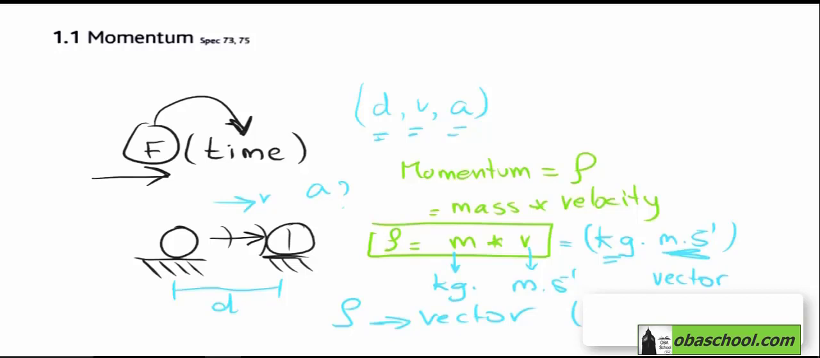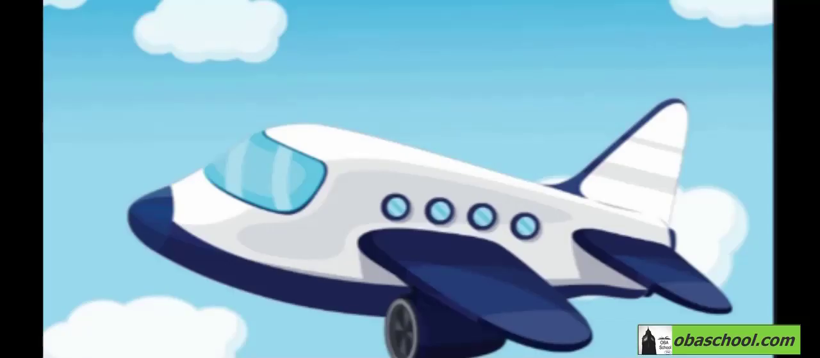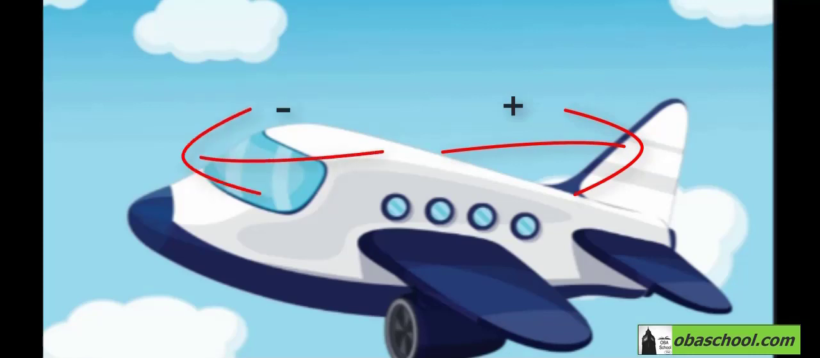Let's take a plane as an example. When we are talking about its velocity, we can talk about its vector. For example, if we say that the north direction is negative and the south direction is positive, so when the plane is moving with a positive velocity, we are actually saying that it is moving south. And when the plane is moving with a negative velocity, it is actually moving north.